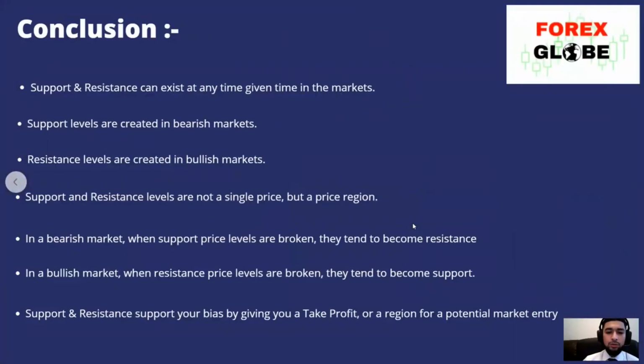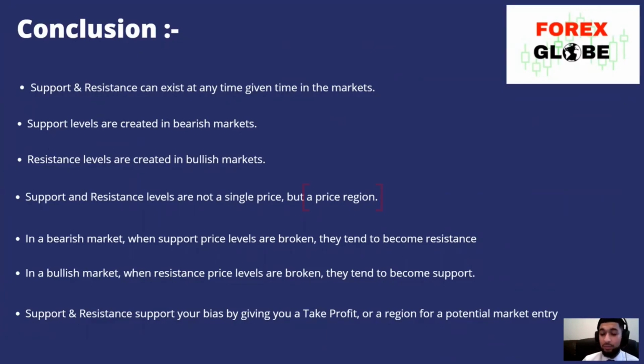Now, to conclude, some things about support and resistance that can exist at any given time in the markets. Support levels are created in bearish markets. Resistance levels are created in bullish markets. Support and resistance levels are not a single price, but a price region.